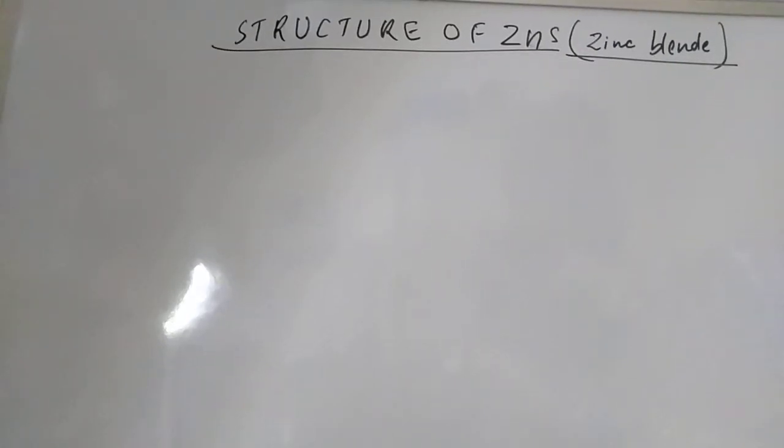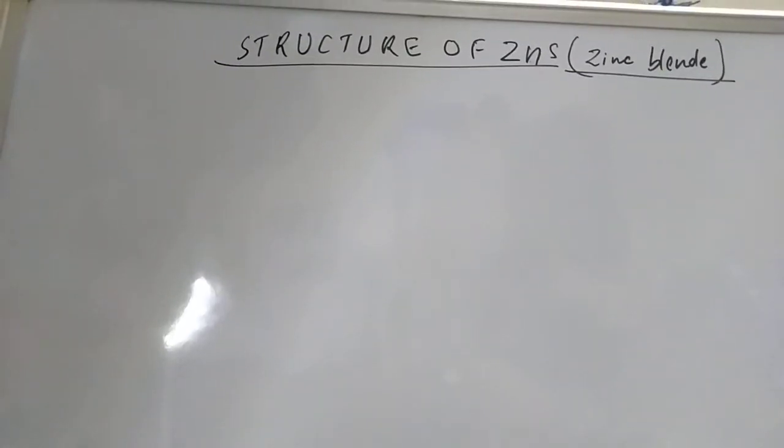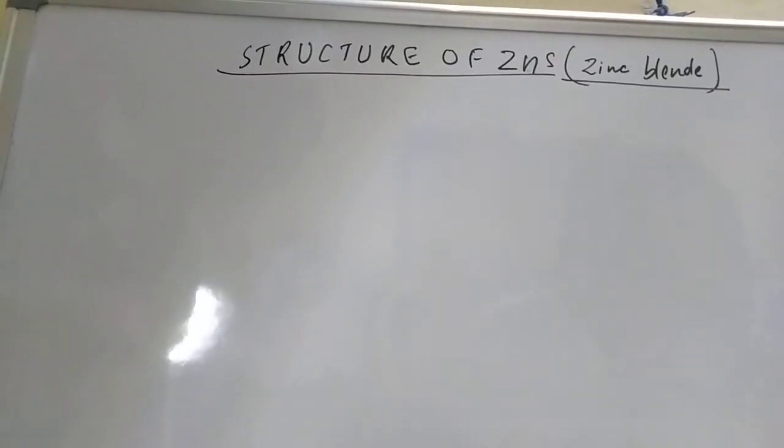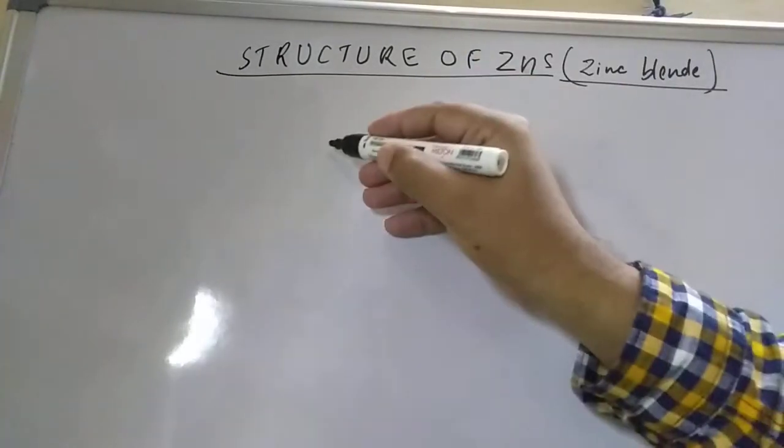Hello, good evening friends. Today I am going to explain the structure of ZnS, zinc sulfide, that is the zinc blende. So let us see how the structure of zinc blende looks. To understand the structure and coordination number of ZnS, first of all we should know the radius of the zinc ion and the radius of the sulfide ion. So we will start from the radius ratio.